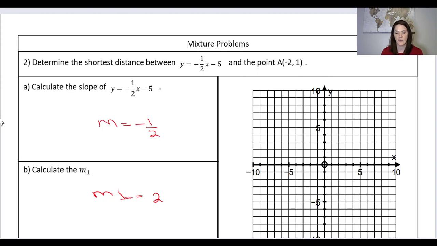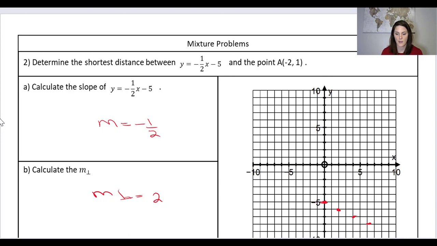Next, we're going to go ahead and graph the line. So I'm going to plot the y-intercept at -5 first. Then from there, to get more points, we use our slope. So -1, so down 1, and then to the right 2. So down 1, to the right 2. From there, down 1, to the right 2, and so on.